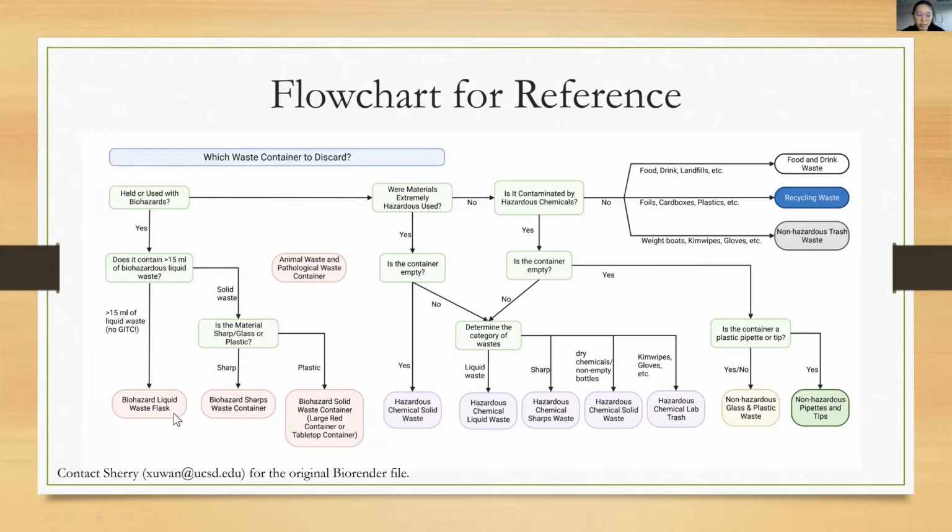You can see that the biohazard waste is separated into liquid, sharp, solid, and I'll briefly talk about the animal waste. For the chemical hazardous, there are a total of 4 groups: the liquid, sharps, solid, and lab trash. For the non-hazardous, there is glass and plastic only. And there is also the food and drink waste. Be sure not to forget this one.